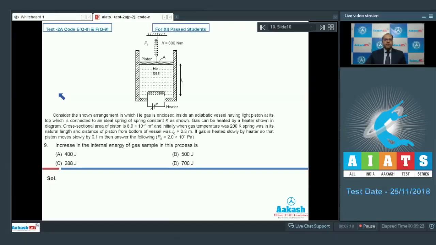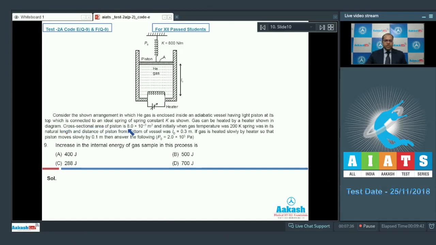In the second paragraph, it is given that consider the shown arrangement in which helium gas is enclosed inside an adiabatic vessel, having a light piston at its top, which is connected to an ideal spring of spring constant K as shown, and its value is given. Gas can be heated by a heater shown in the diagram.